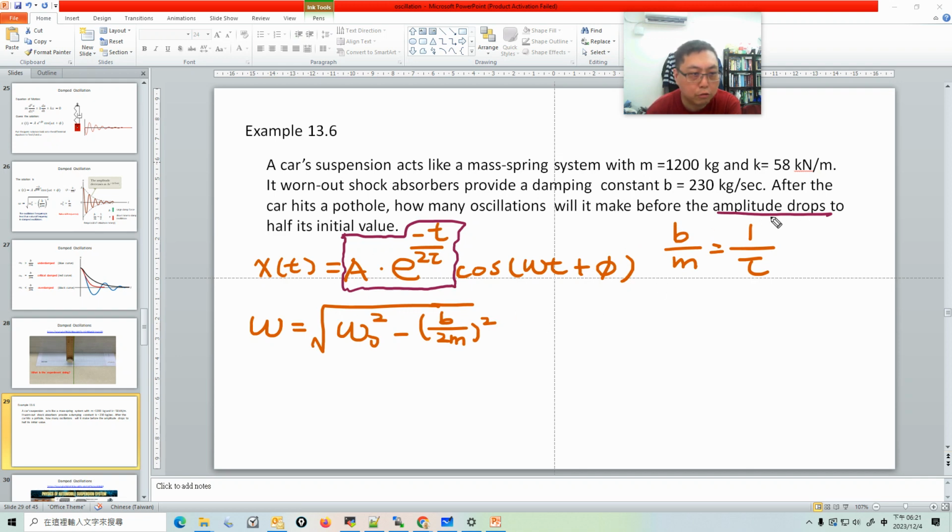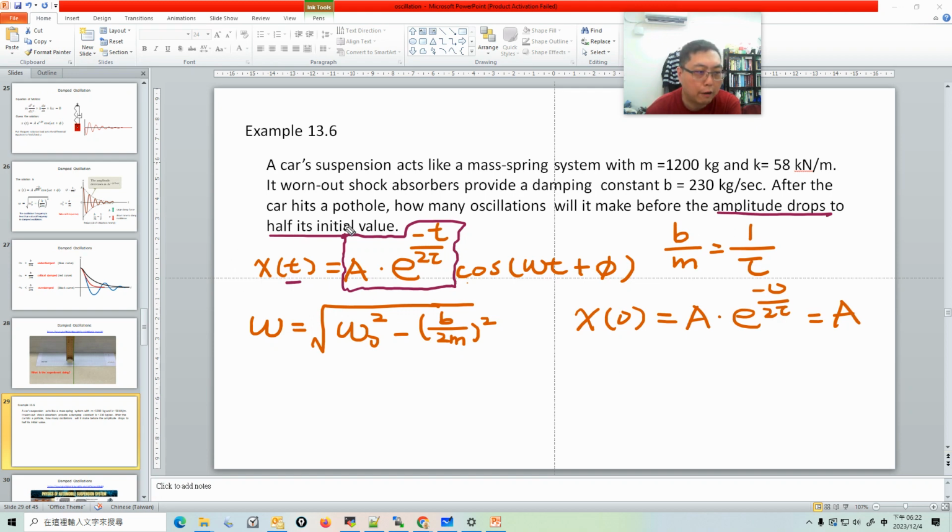It says the amplitude dropped to half of its initial value. So let's start calculating. Let's start with t equals 0. When t equals 0, what's the amplitude? We just consider the amplitude only, so right now I don't consider the oscillating term. So it's A times e to the power of minus 0 over 2 tau. So it's just A.